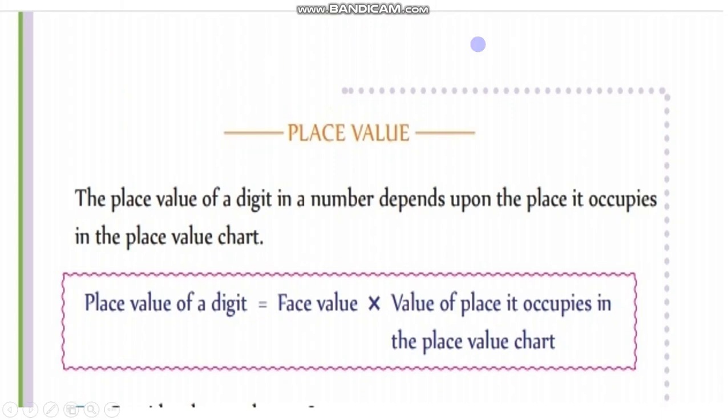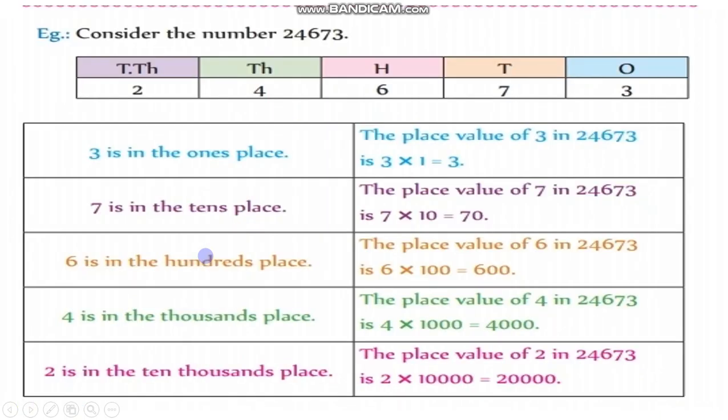Place value of a digit is equal to face value into the value of the place it occupies in the place value chart. This is the formula to find out place value. Consider one example here.